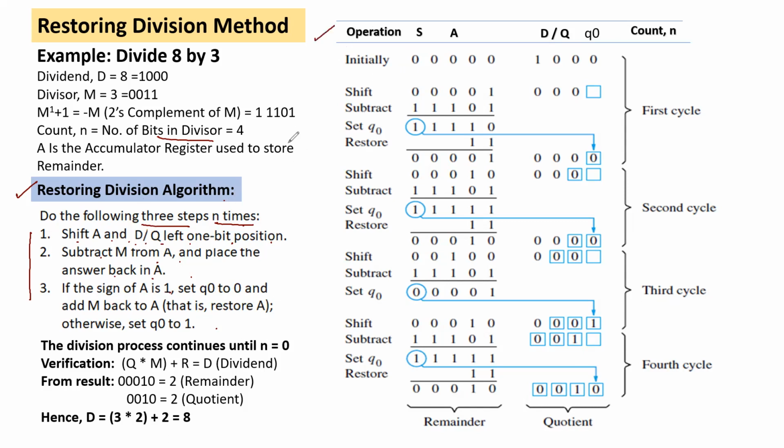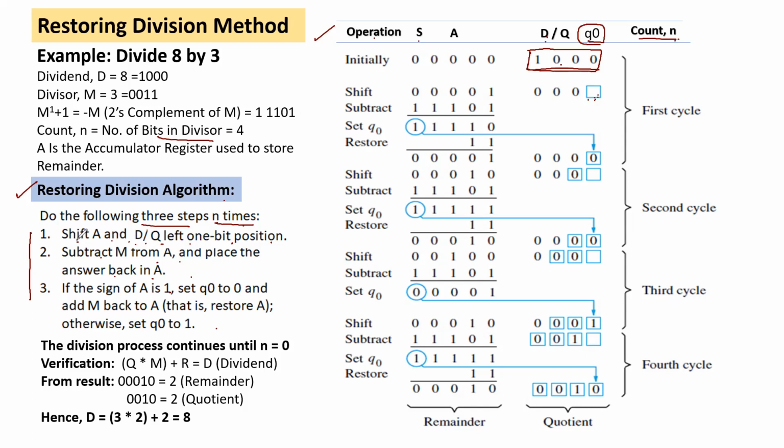Now let us see the process of division. This is the first column, the type of operation we have to perform. Next, this is the sign bit of the accumulator. This is the accumulator register. Here D slash Q means that in the initial stage we have filled this register with the dividend bits only. During the process of division, we should fill in the quotient bits also, starting from the right side, the LSB side. The LSB of the quotient part is indicated with Q0. And the last column is count n, which means the partial cycles we have to perform are n number of cycles.